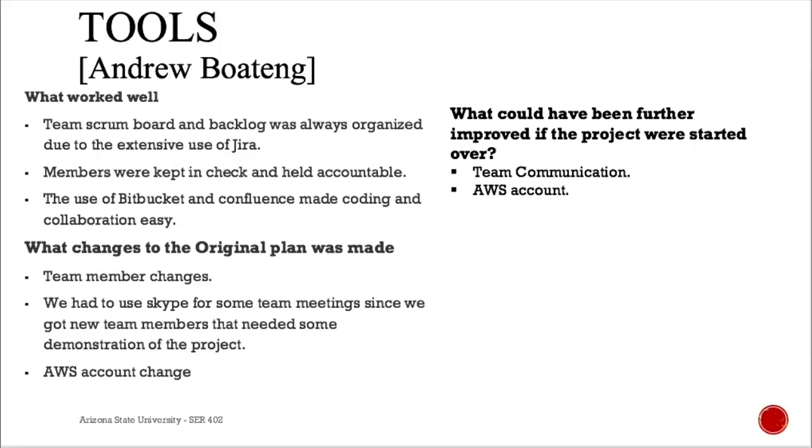If we were to start this project over, there are a few things that we could have improved on. The first thing is team communication. Slack was a very good tool. However, some team members were not able to communicate through Slack all the time, so we could have changed something about that. Also, we think that next time we'll change the AWS account to the industry partner's name so that it doesn't have to be changed again when we are done.